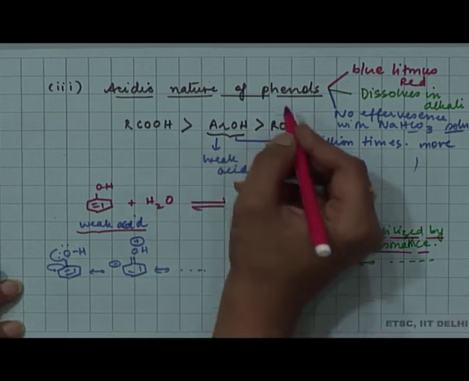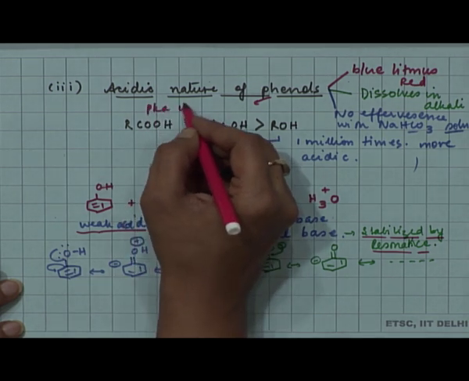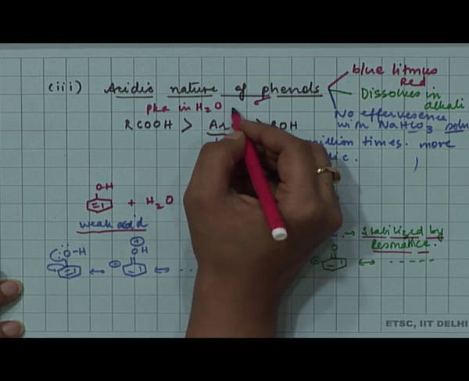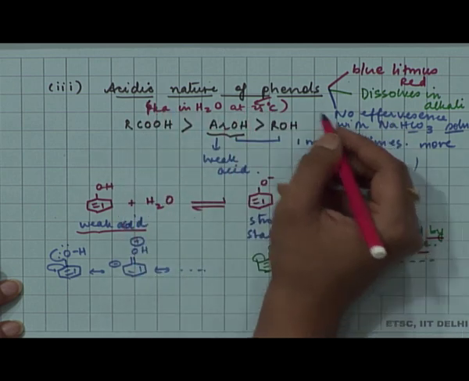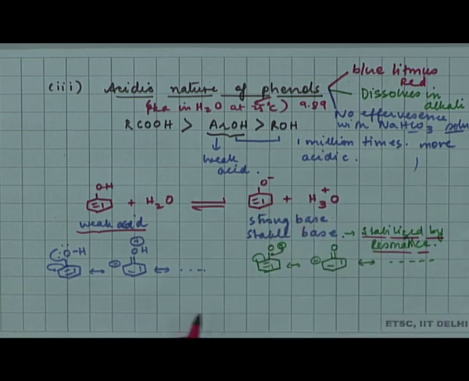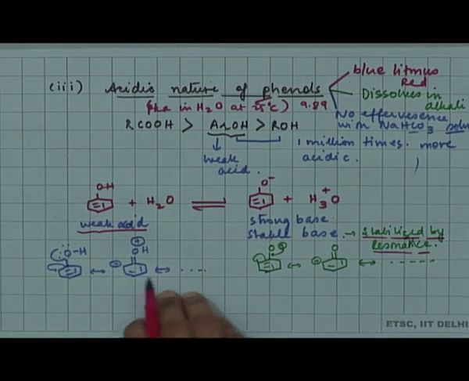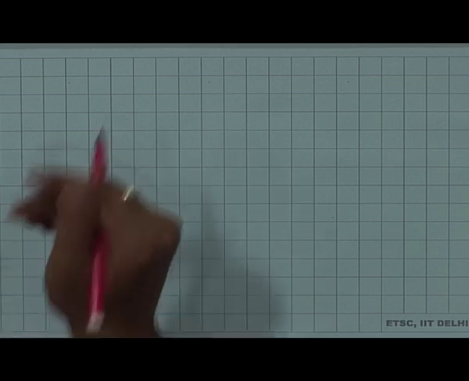So, the pKa of the phenols in water at 25 degrees centigrade, a simple phenol, is 9.89. Okay, let us compare some of the pK values of the differently substituted phenols, so as to get an idea of how the acidity varies according to the electronic influence.